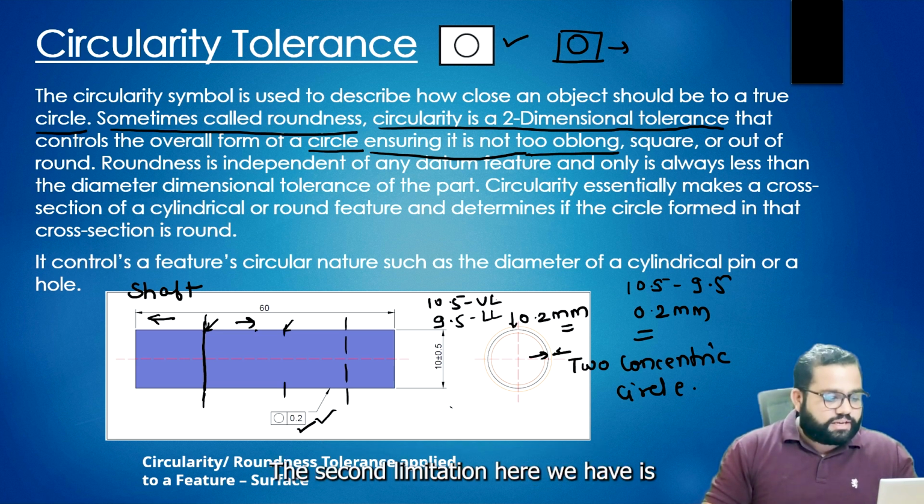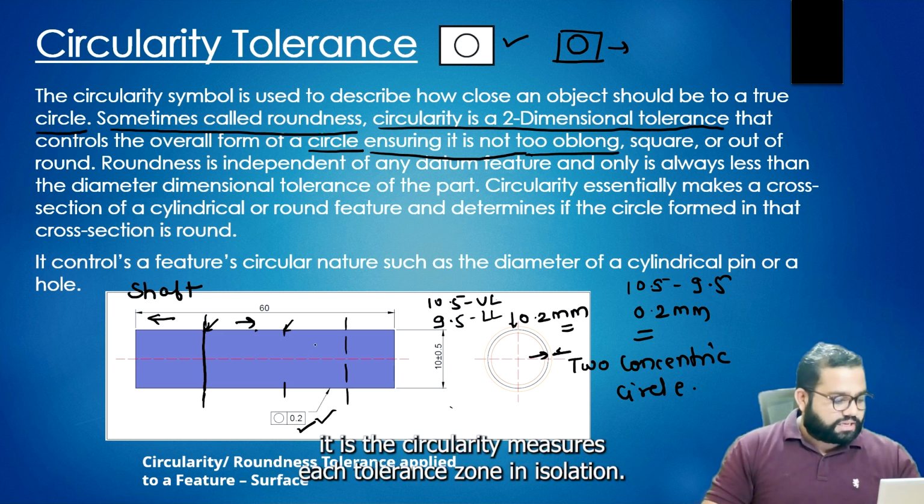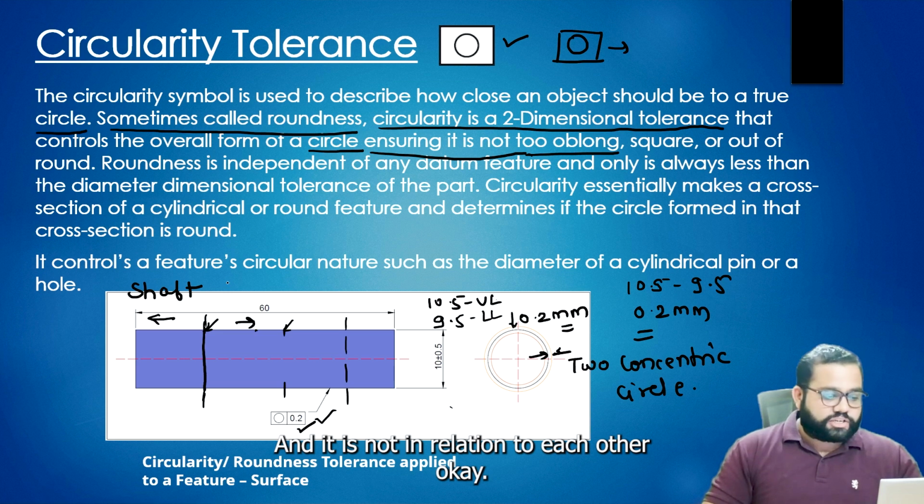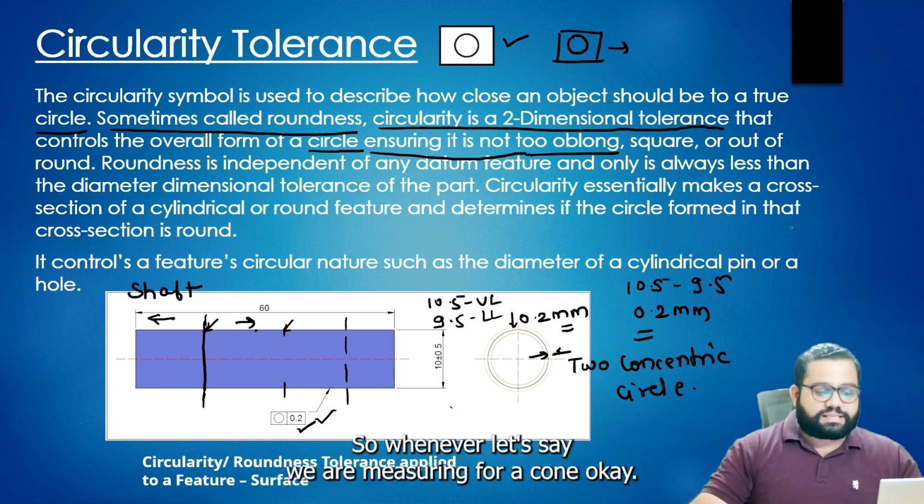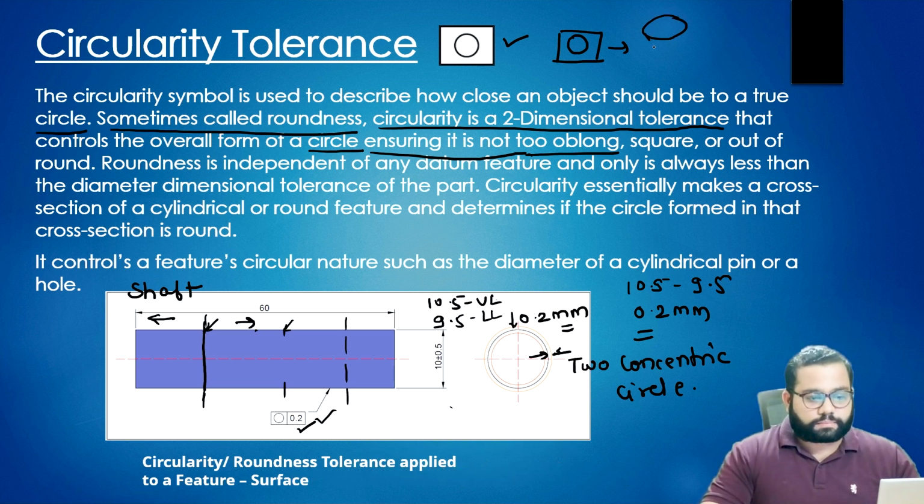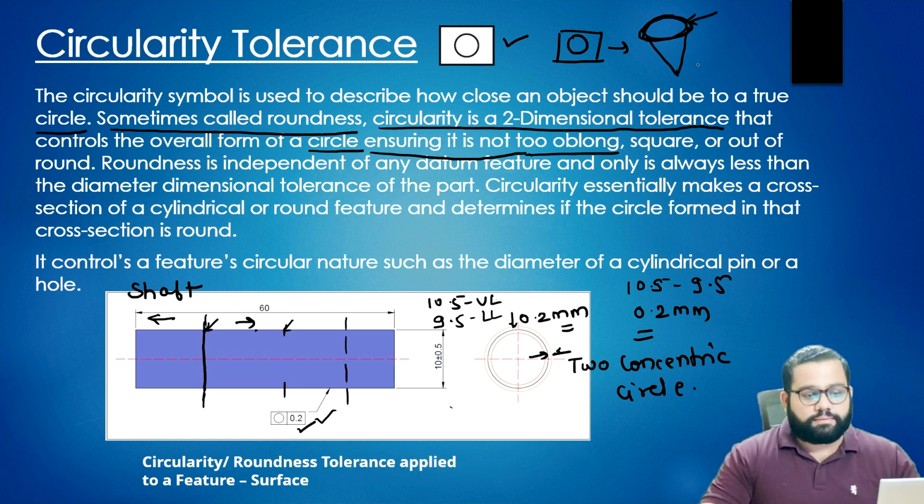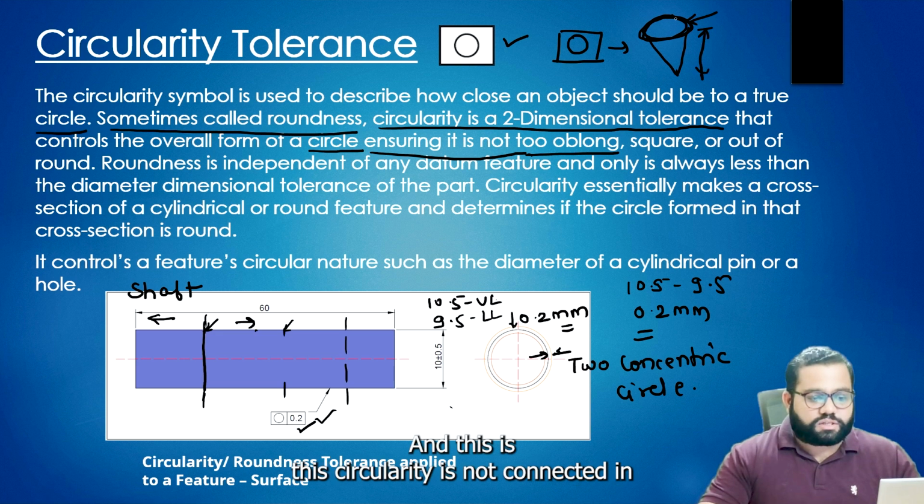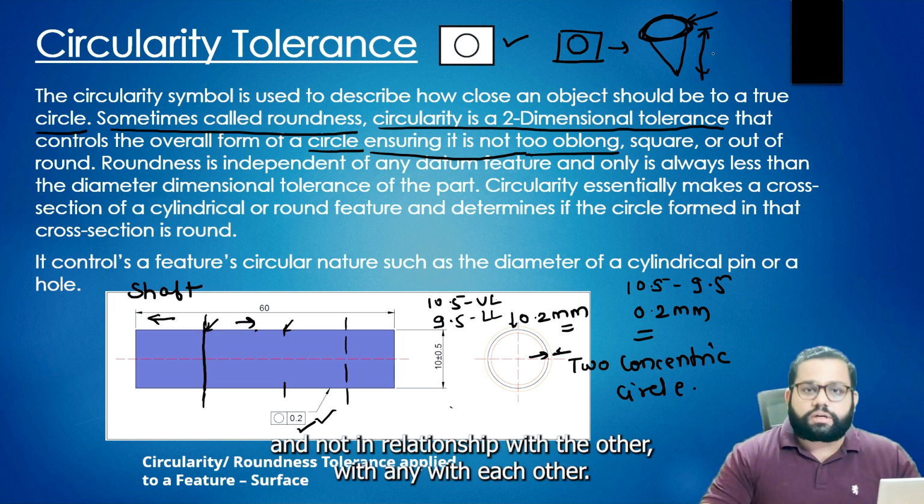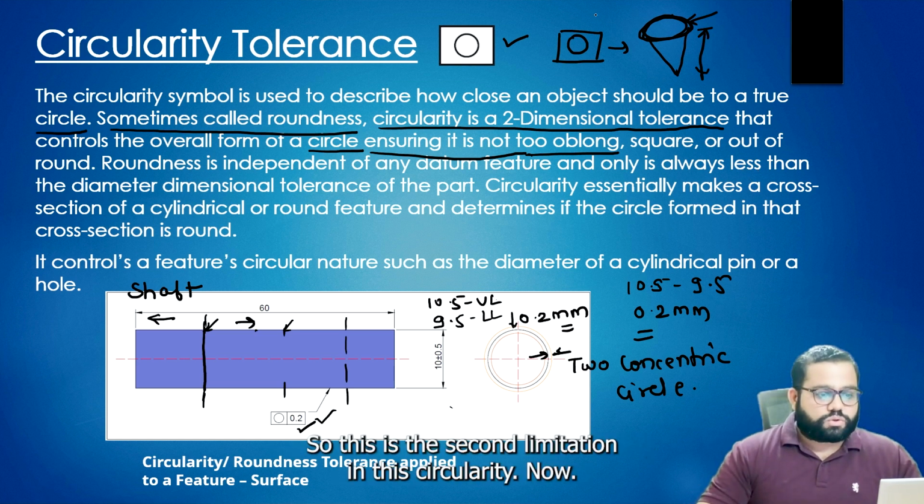The second limitation is that circularity measures each tolerance zone in isolation, and not in relation to each other. Let's say we are measuring a cone like this, and we are measuring at this point. We are measuring only this top cross section, not the overall length, and the circularity is not in a relationship with the others. This is the second limitation of circularity.